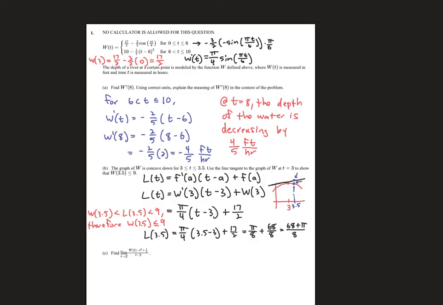So, okay, yeah, so definitely the actual value is less than the linearization, right? The actual value, because the function's concave down, the actual value is less than the linearization, and the linearization is less than 9, right? Because we know it's 8 point something. And so if this inequality holds, then this has to be less than this.